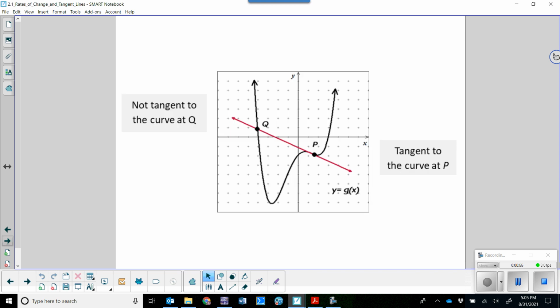And if we look at the figure, we can see, like if we look at this picture, the line that's drawn there is not tangent at Q, but it is tangent at P. So we can't give a definition of it just intersects at 1 point, because clearly this line intersects the curve twice, but it can still be a tangent line.